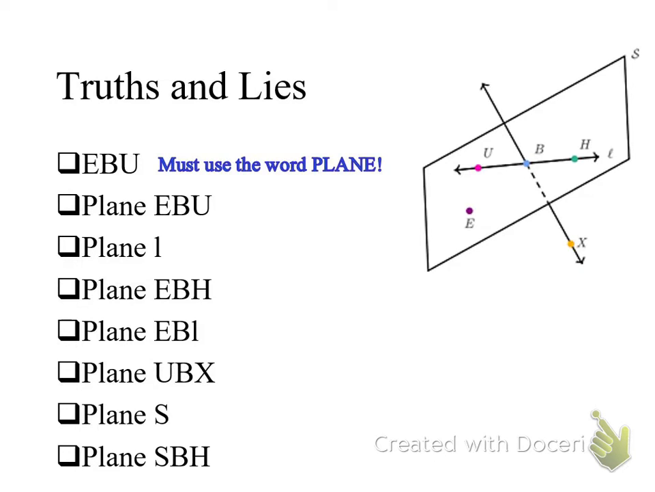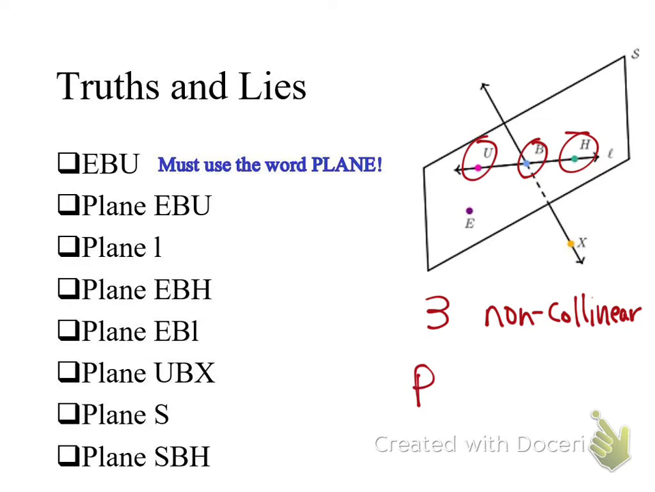So remember how we said 3 non-collinear. So let's pause and talk about that. 3 non-collinear. Collinear means on the same line. What are 3 points that are collinear? U, B, and H. Here's what we could not name this plane because they are collinear and we want non-collinear. We could not call this plane U, B, H because they are on the same line. So this is the only not an option. Do you understand? We can use combinations of it.